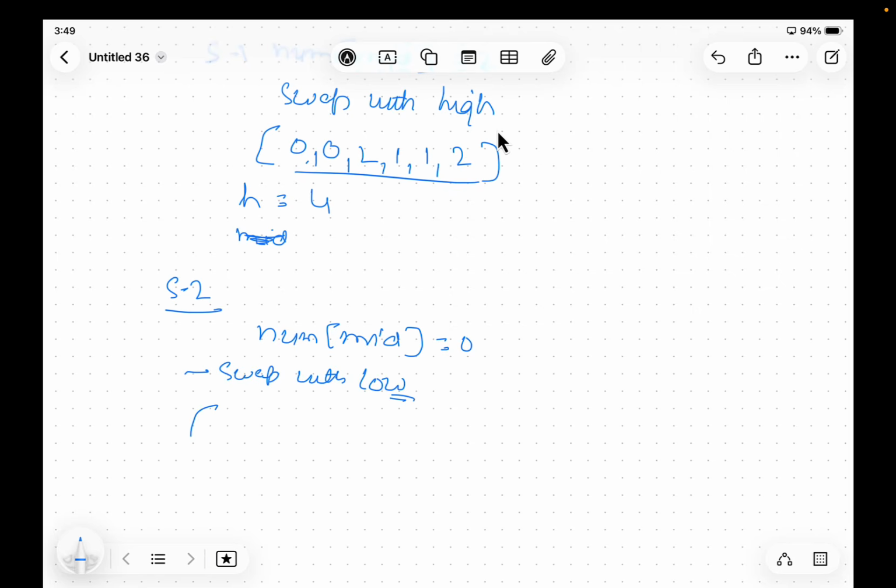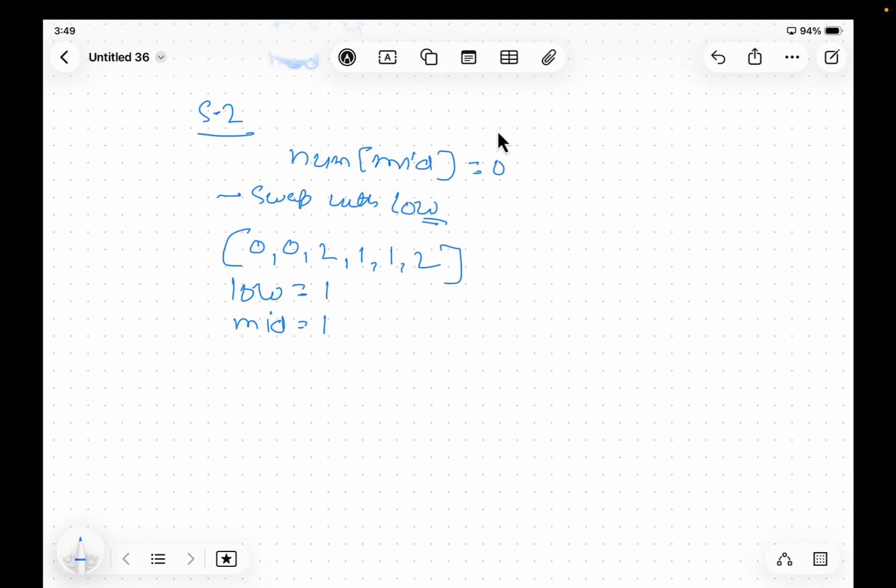Okay, so what will happen now? Mid is 0, I'm going to swap with low, so nothing is going to change, correct? But I am going to increment the low, which will become 1, and I am going to increase the mid also, which is also going to be 1. There is no change on the high side. So remember, when we are swapping with the left, then we are increasing only low and mid, and if we are swapping with the high, then we are going to change only high, we are going to reduce the high, right? So step 3, what will happen now?